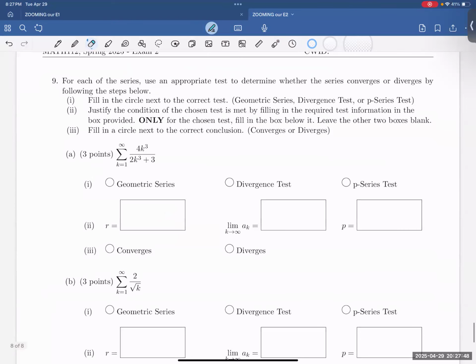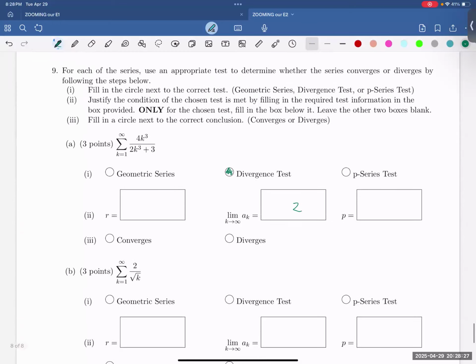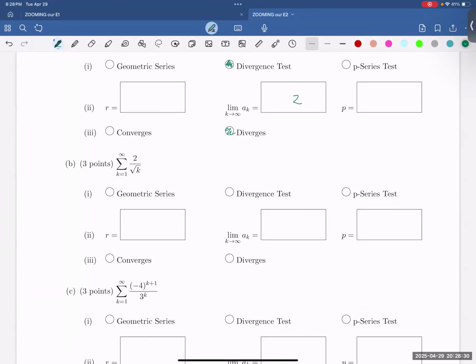Okay, so we have a series. Determine the test. For this exam too, we had 3 tests that we were considering: divergence test, geometric, and p-series. This does not fit p-series or geometric, so you're immediately into the divergence test. For the divergence test, you're taking the limit of the A sub k's, and the limit of the A sub k's is 2, just like the one before. Yeah, 2. Okay, so that's not 0.